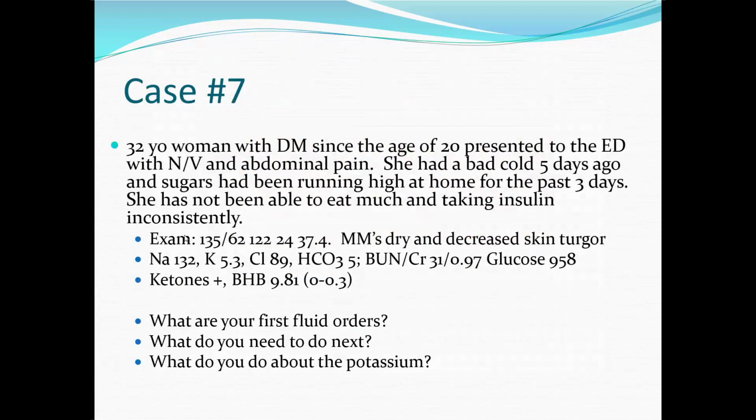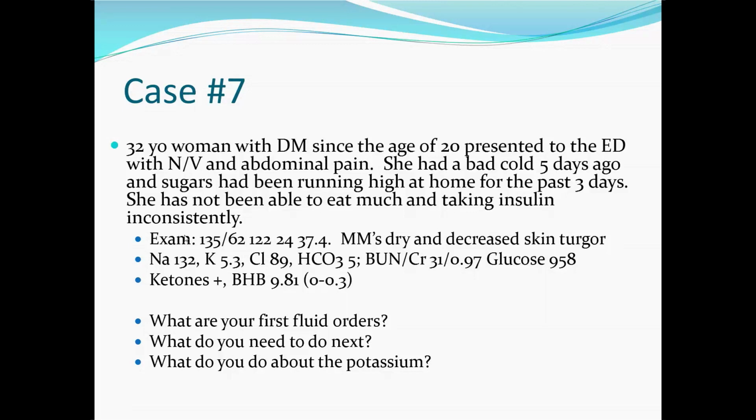All right, this next case, a lady with diabetes that she's had since the age of 20, and she comes in with nausea, vomiting, abdominal pain. That all started with an upper respiratory problem that she had a few days prior, and her blood sugar has been kind of creeping up. And then as this has all progressed, she's not been able to take much food in, and so as a result, she's been taking her insulin pretty inconsistently.